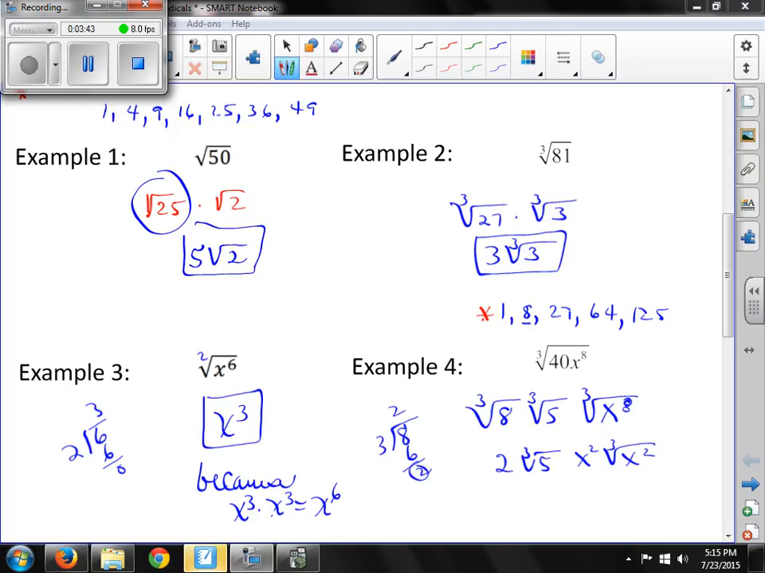So now let's figure out what the answer is. We need to put the outside parts together and then the inside parts together in the answer. So I'll have for the answer 2x squared cube root of 5x squared. Final answer there.